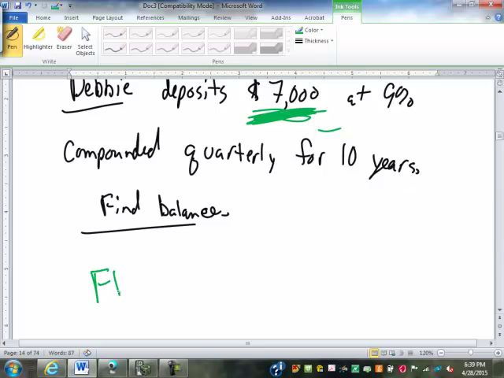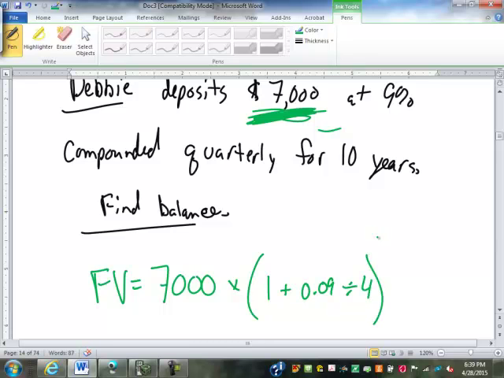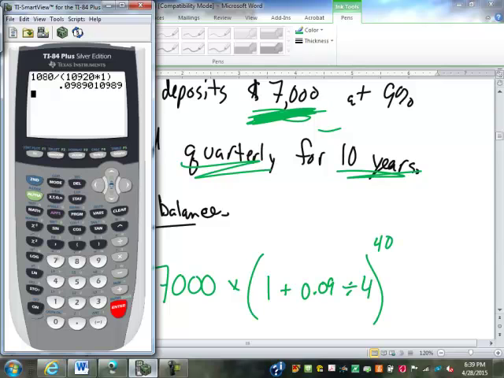So her future value will be 7,000 times 1 plus 0.09 divided by 4, to the power of 40. Quarterly is 4 times a year times 10 years. That's where the 40 comes from. So 7,000 times, open, 1 plus 0.09 divided by 4, close, power 40 equals 17,046.32.